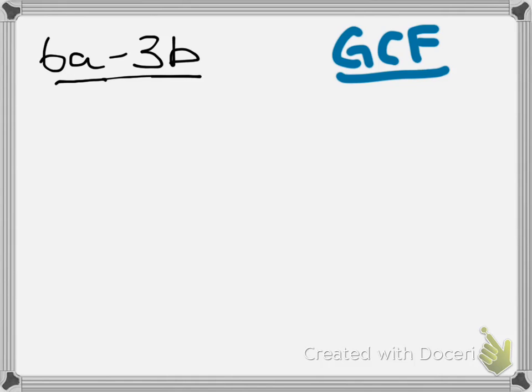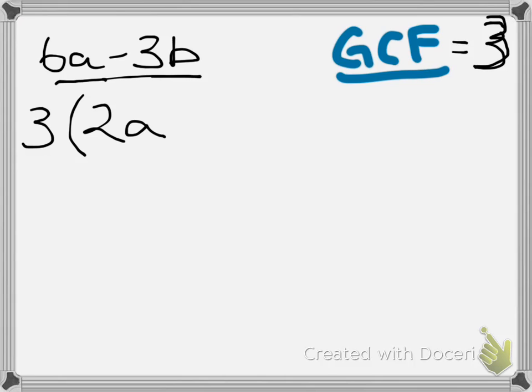So if we look at, however, the 6 and the 3, we notice, okay, well, the greatest common factor of those is 3. That divides into both things. So what we're going to do is we're going to take a 3 out of this. So 6a divided by 3 gives us 2a. And then 3b divided by 3 gives us b. So that negative stays there, right? So we just get 3 times 2a minus b.